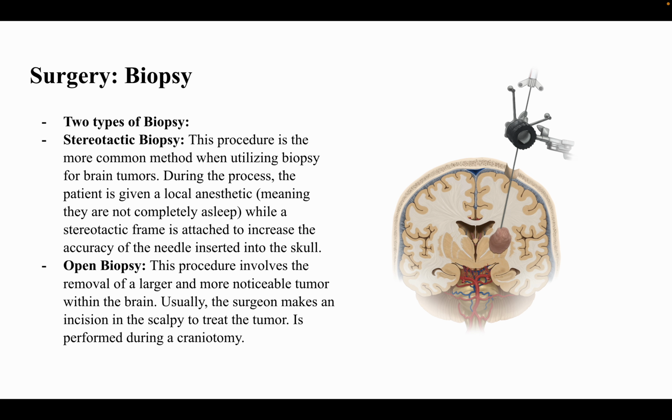Now, next up, we have the biopsy. Now, there are actually around 3 types of biopsy, but in this video, we're only going to be going over 2. Now, first, we have the stereotactic biopsy. Now, this procedure is the more common method when using biopsy for brain tumors.